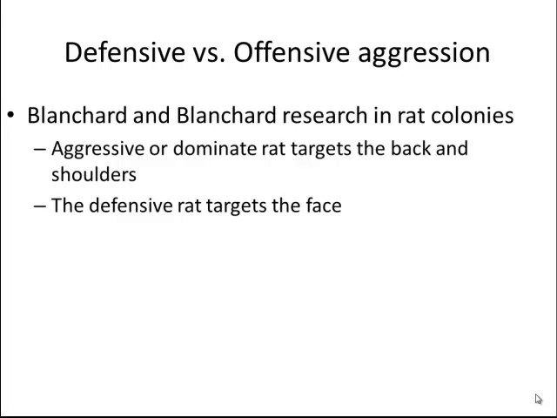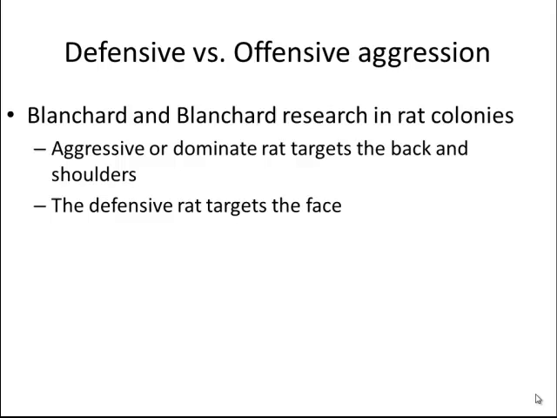The other animal that came in wants nothing to do with this aggression, and it wants to run away. But maybe it can't run away. Maybe it's enclosed in this colony. And it will show what's called defensive aggression, where its targets will go right at the face. It'll jump at the other animal's face and run away. We see this type of defensive aggression if a cat attacks a mouse. If a dog attacks a cat, the cat will jump at the dog's face.